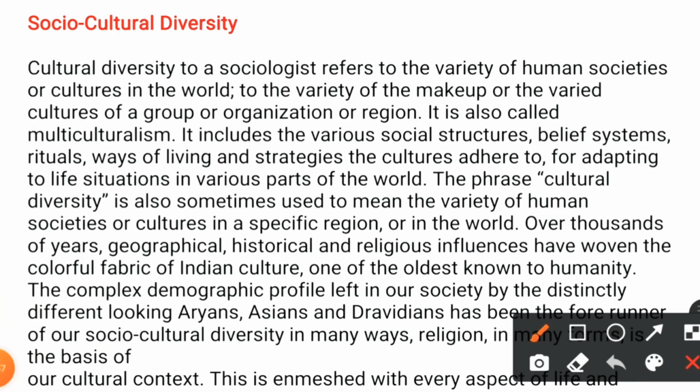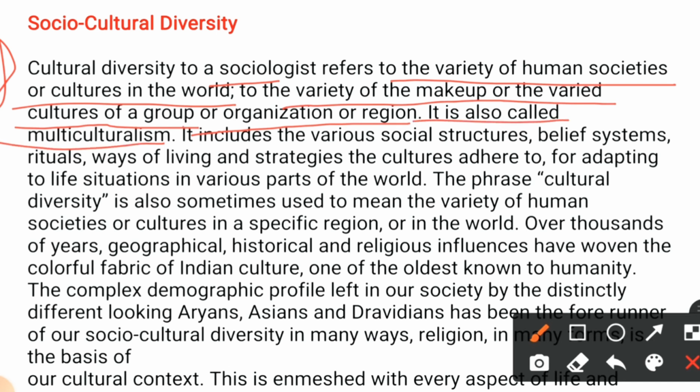Okay, the next kind of diversity which we are going to discuss, number two, is socio-cultural diversity. Cultural diversity, to a sociologist, refers to a variety of human societies or cultures in the world, like different societies and different cultures, and also in our own country. The variety of makeup or varied cultures of a group, organization or region is also called multiculturalism. The technical word for it is multiculturalism.